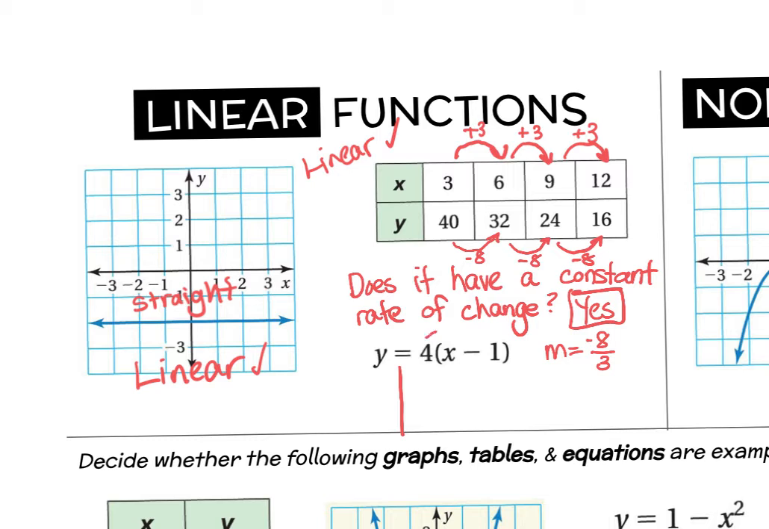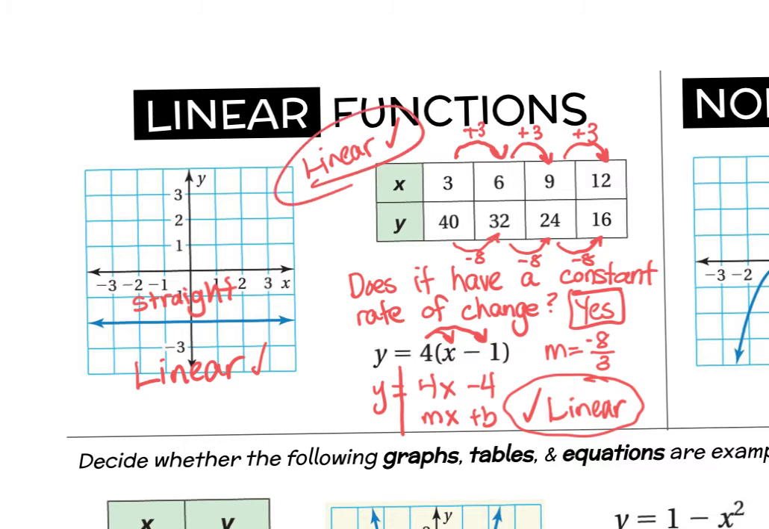To get rid of the parentheses, I'm going to distribute, because that's what that 4 is doing. I'm going to distribute to everything in the parentheses. I get y equals 4x minus 4. So this is in slope-intercept form, y equals mx plus b. Therefore, this is linear. I'll show you some more examples in a little bit to show you what this looks like when it's nonlinear. All right, so linear, linear, and linear. Okay, so let's talk about the nonlinear versions.